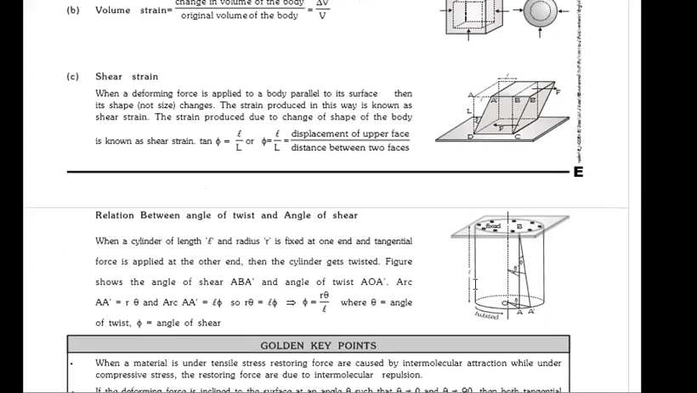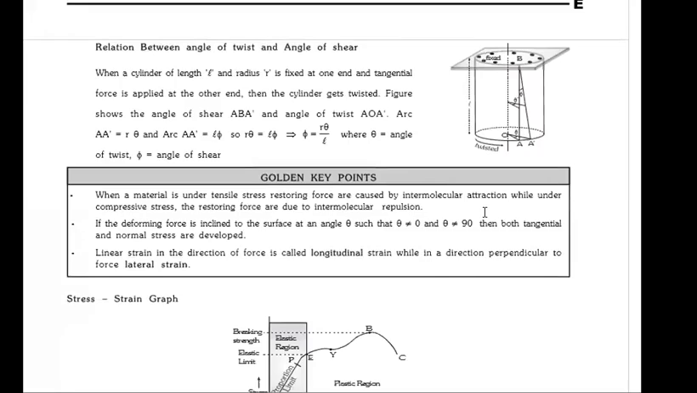Now, again, there's something called torsional strain, which is kind of similar to shear strain. It's just that one point is fixed and the second point is shifted. So it is almost similar to shear strain. You just need to remember the formula of torsional strain.